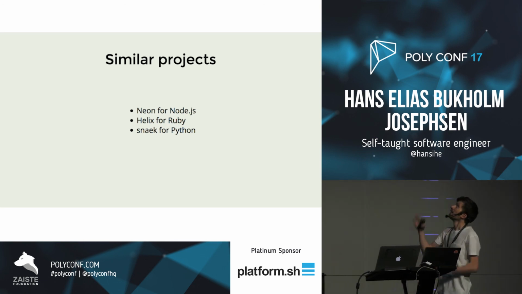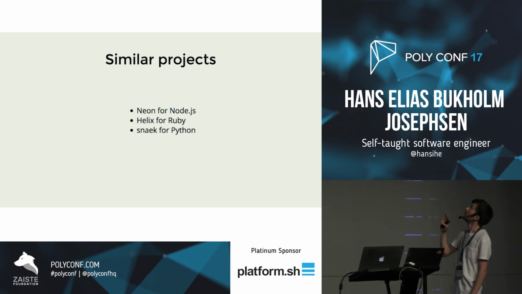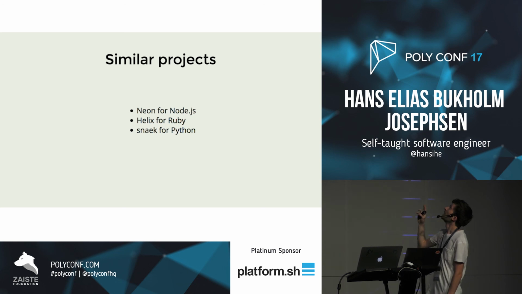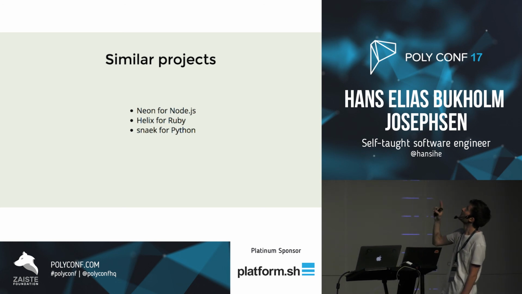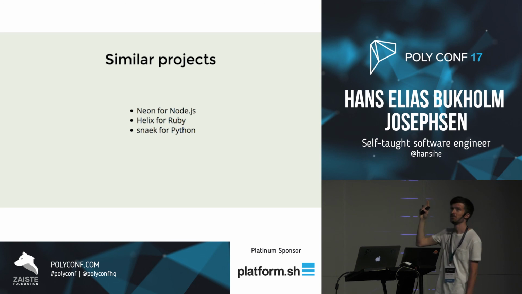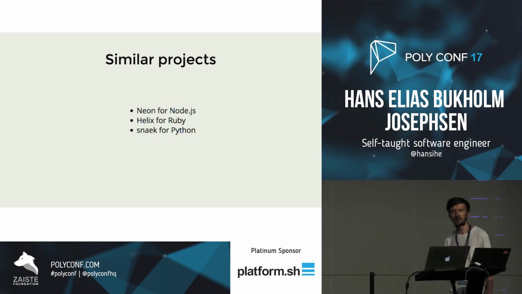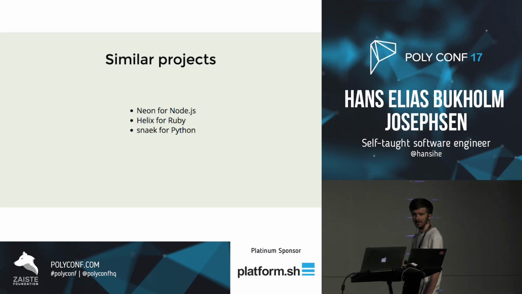So just to finish up, there are similar projects: Neon for Node.js, Helix for Ruby, and Snake for Python, which we mentioned before on the first day. I actually didn't know about it before that, but it seems like a similar project.